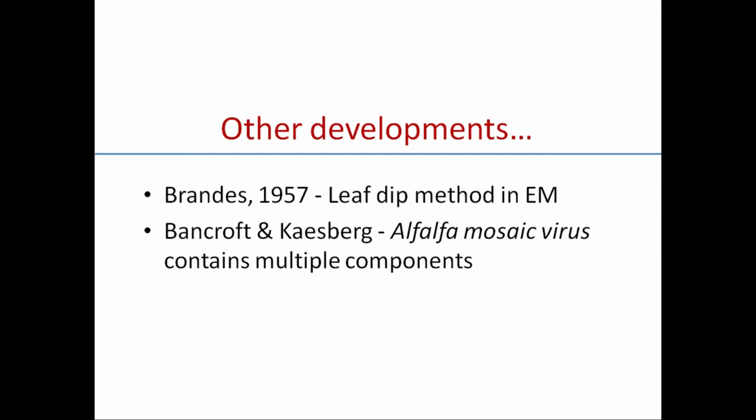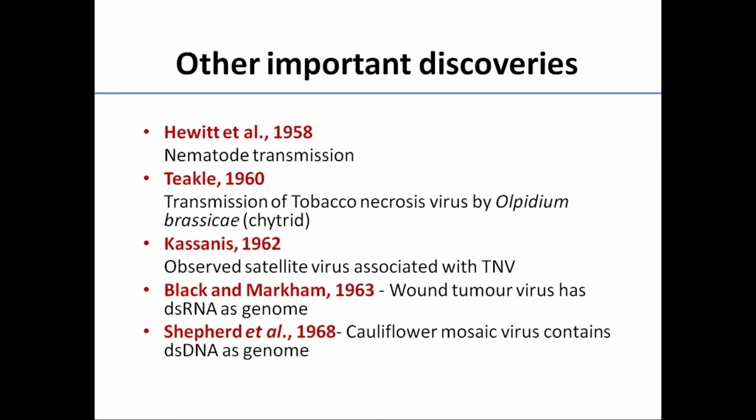Meanwhile, we have some other developments like Brandes 1957. He gave the leaf dip method for electron microscopy. Leaf dip method is a quick method to see viruses under electron microscope. Then another important observation was by Bancroft and Kaesberg. They observed that alfalfa mosaic virus contains multiple components. There are many particles constituting one virus. That was their observation.